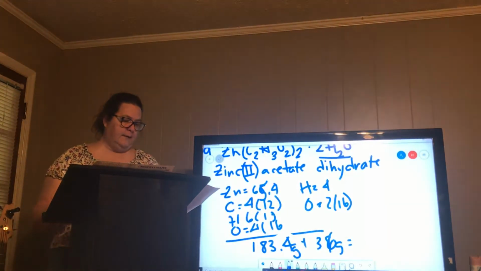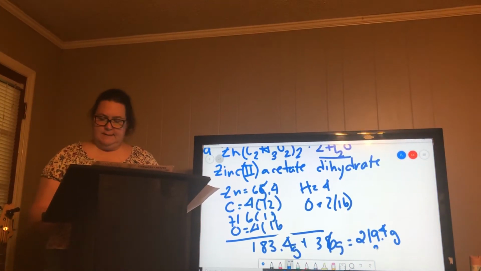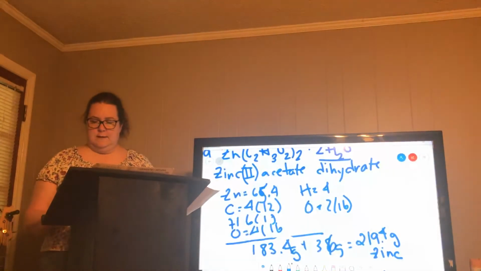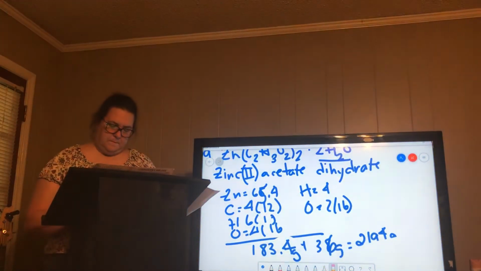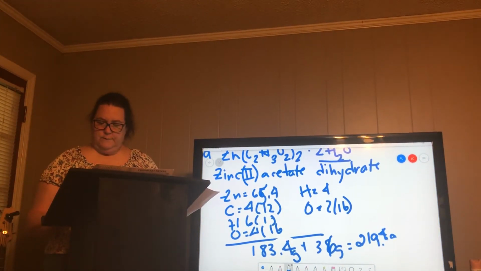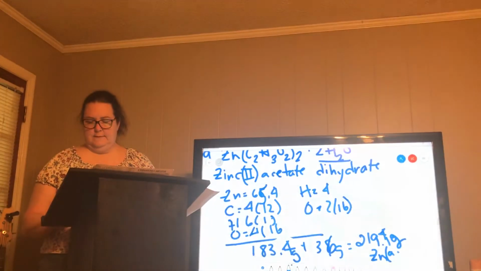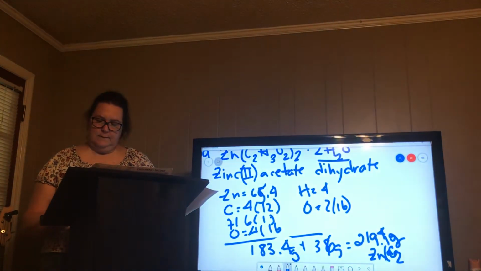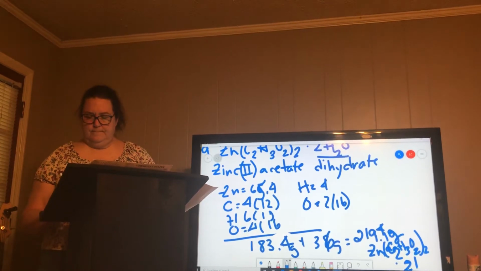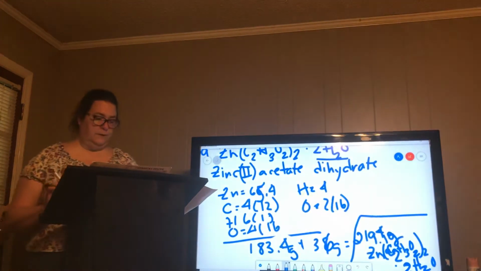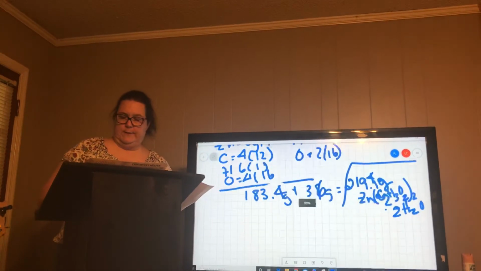You add those two together and you get 219.4 grams of the zinc 2 acetate dihydrate. Oh, I don't know why I'm writing out the word. Don't need to. Okay, so there's the answer. All right, one more and then we'll call it a day for right now.